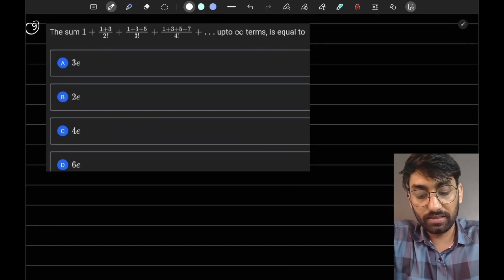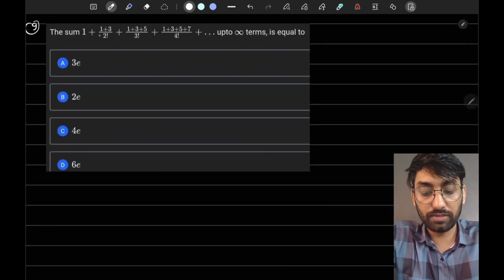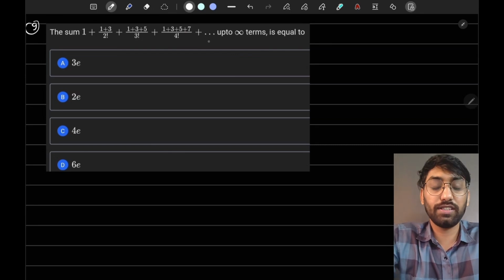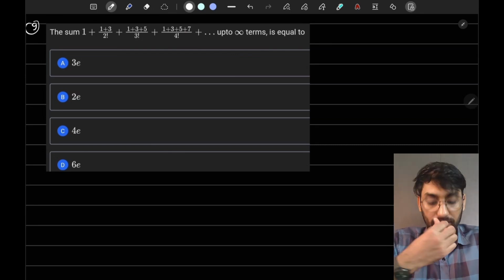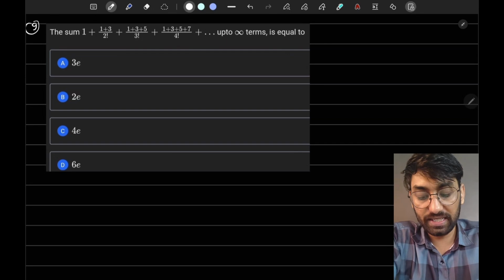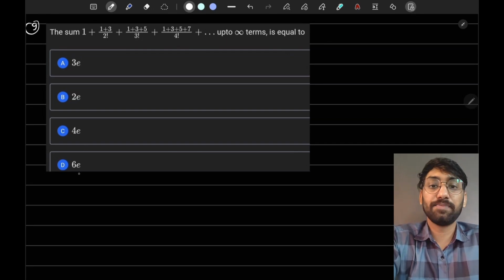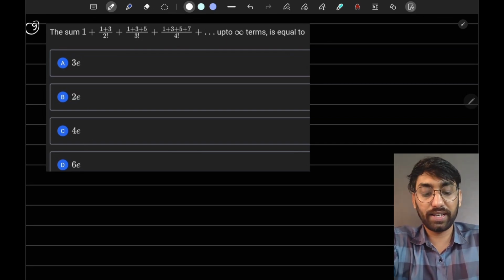They are saying the sum of 1 plus (1 plus 3) by 2 factorial plus (1 plus 3 plus 5) by 3 factorial plus (1 plus 3 plus 5 plus 7) by 4 factorial. So this sum we need to find till infinite terms. So what will it be? The options are 3e, 2e, 4e and 6e. Correct? So everywhere exponential is there.